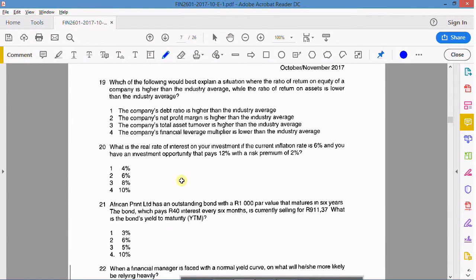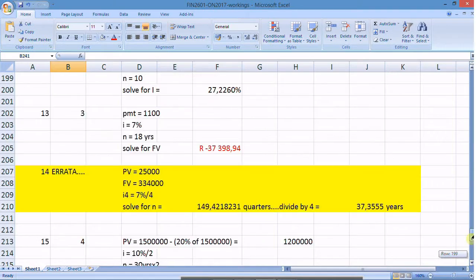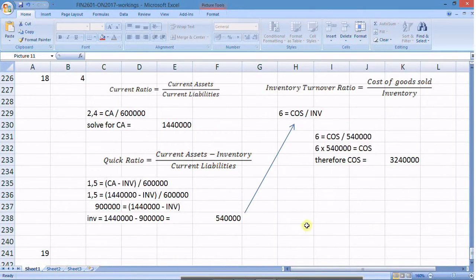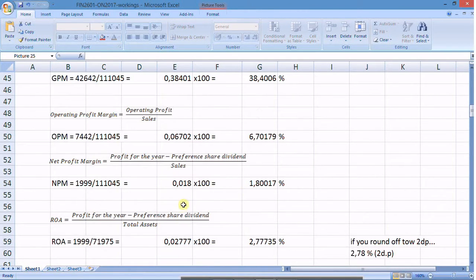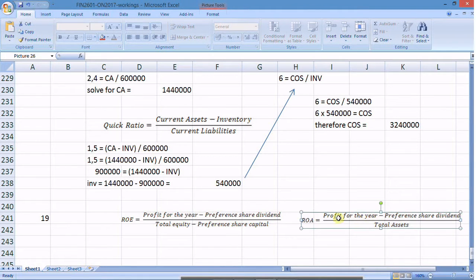Okay. 19 is theory. Which of the following would best explain a situation where the ROE of a company is higher than the industry average, while the ROA is lower than the industry average? This looks like a repeat question. Okay, so we need ROE and ROA. Just as a start, jot those formulas down, so at least we have a base to work with. Okay, ROE. ROA.